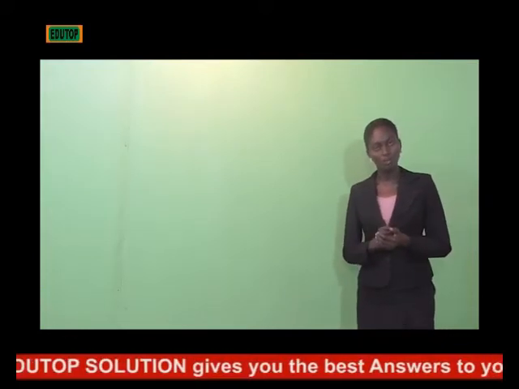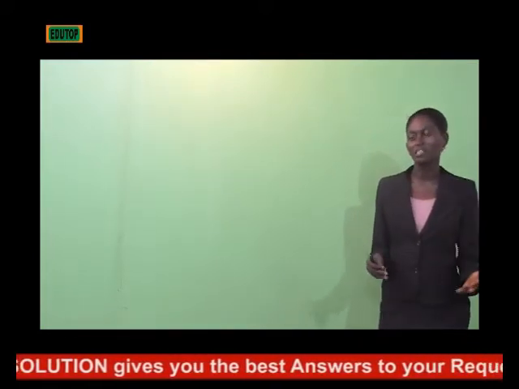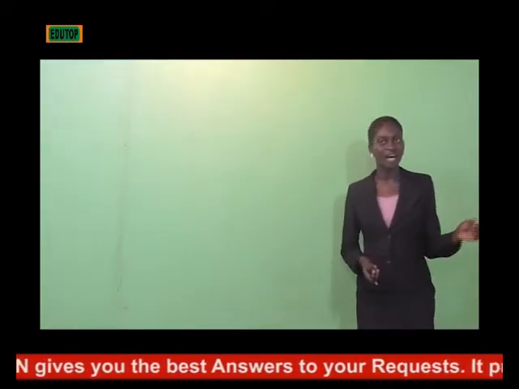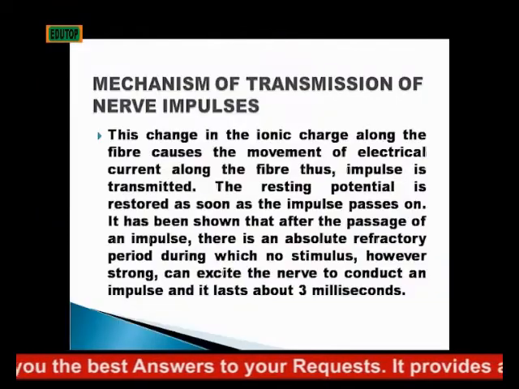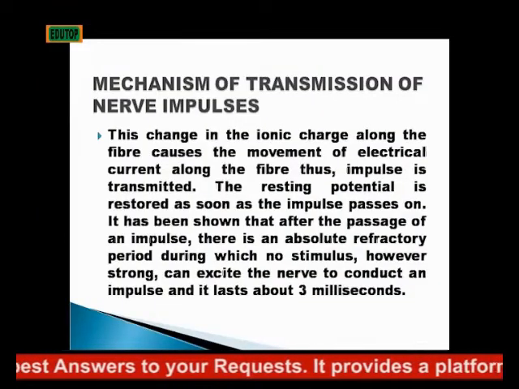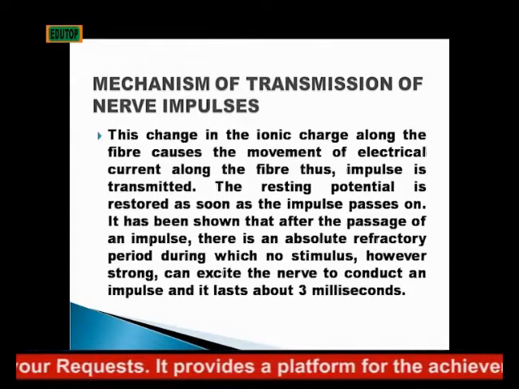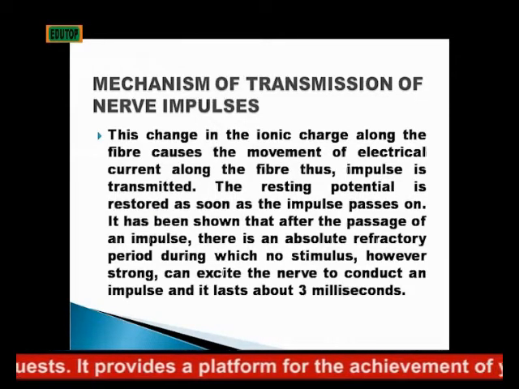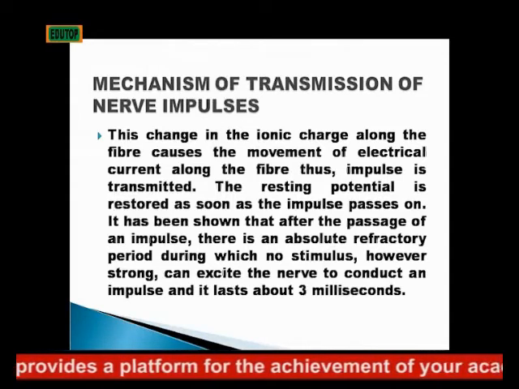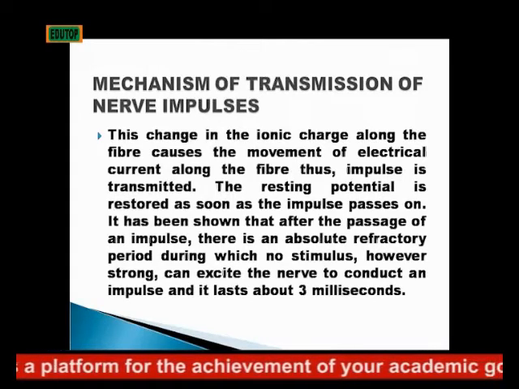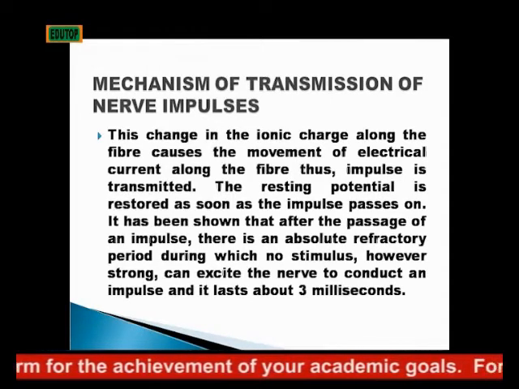When the outside is positive and the inside is negative, we have the resting potential. But when the reverse is the case, that is, the inside becomes positive and the outside becomes negative, we have what we call the action potential. This change in the ionic charge along the fiber causes the movement of electrical currents along the fiber, thus the impulse is transmitted. The resting potential is restored as soon as the impulse is passed on.